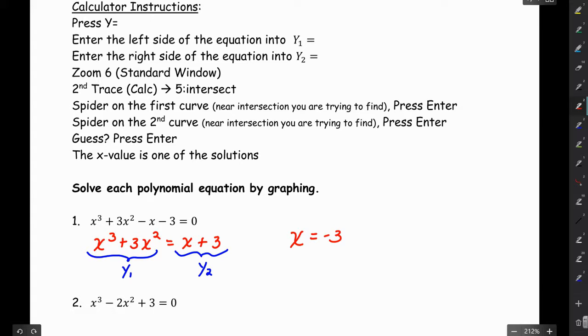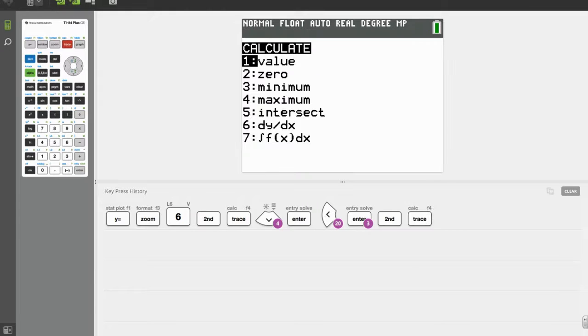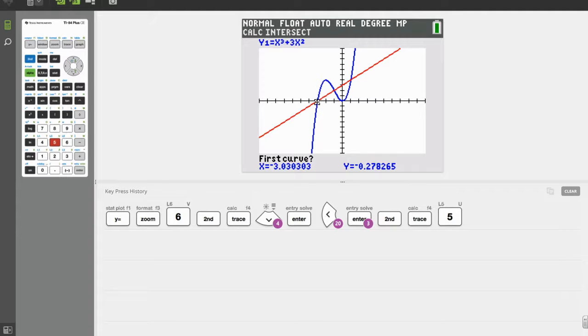All right, we're going to do it for the other 2 now. Second trace, number 5. Move the spider near to the intersection point you want to find. It just has to be closer to that intersection than any of the other intersection points. First curve, enter. Second curve, enter. Guess, hit enter. We get -1. And let's find the last one.